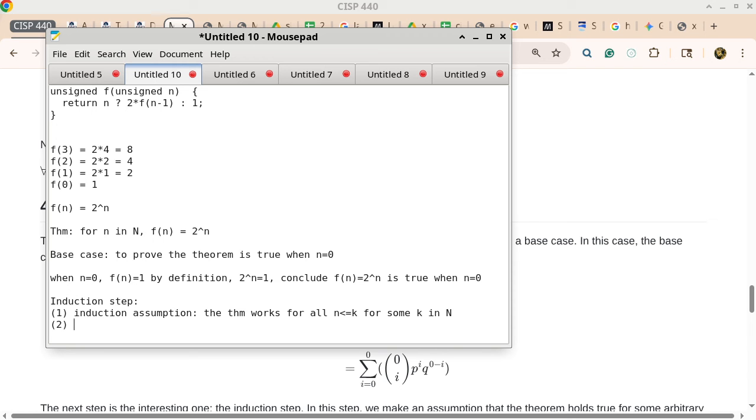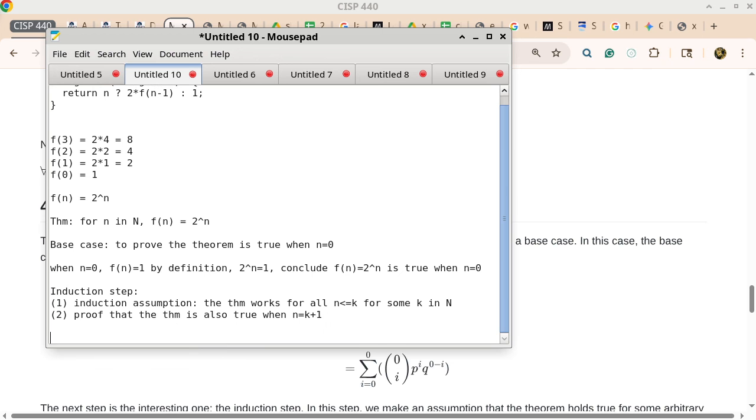So now we have to prove that the theorem is also true when n equals k plus 1. Can it be k plus 2? No. Can it be k plus 5? No. It has to be k plus 1. Okay, it has to be the next natural step up in the sequence of numbers. So now let's see what that means.